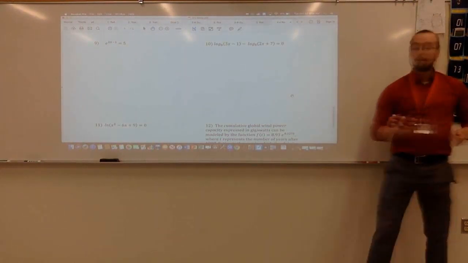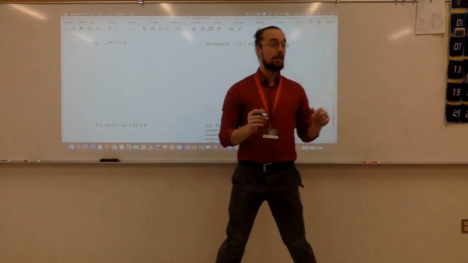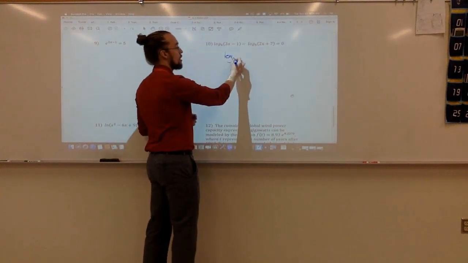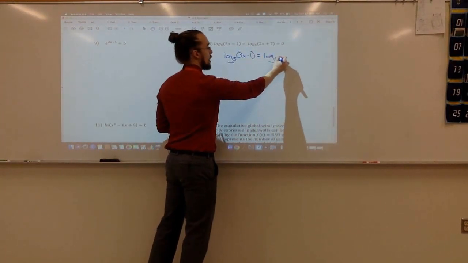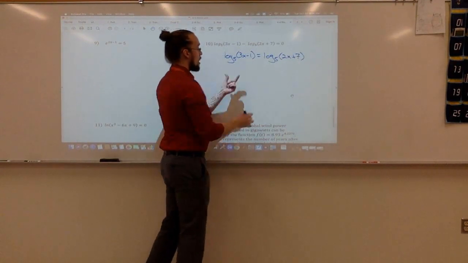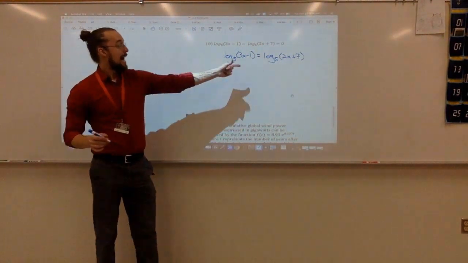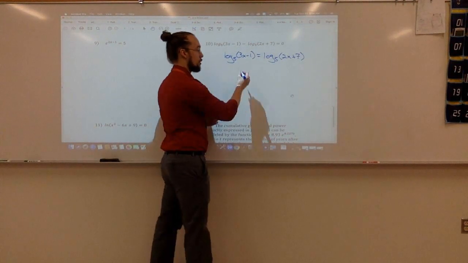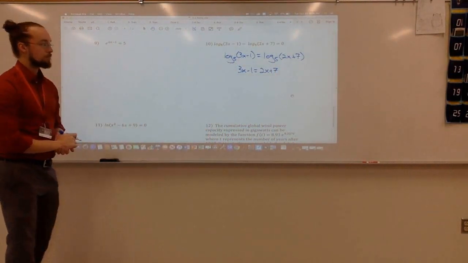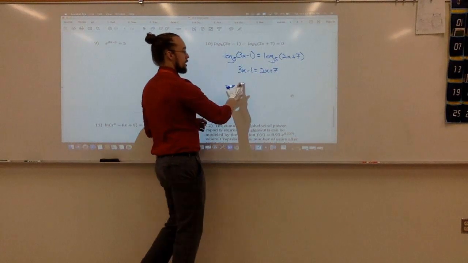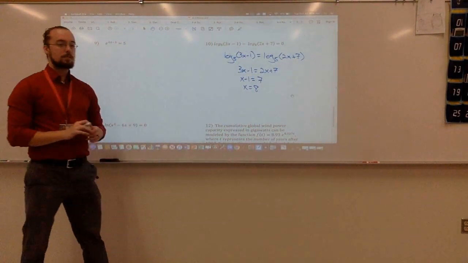Another strategy: I could add this log over to the right side of the equation, and they cancel out. So we could say log base 5 of 3x minus 1 equals, if I'm adding this over, log base 5 of 2x plus 7. If I've got log base 5 equal to log base 5, two logs with the same base, I can just take whatever's on the inside and set that equal. So I can just say 3x minus 1 equals 2x plus 7. Subtract the 2x over, add the 1, we get x equals 8.